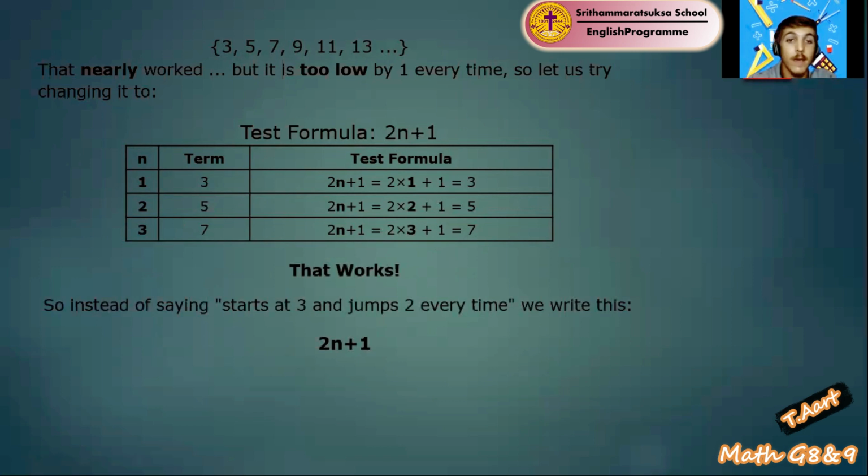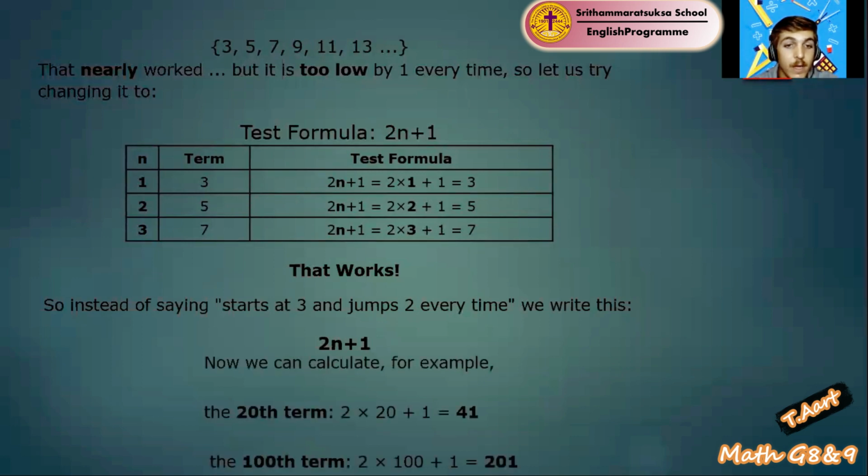So now we can calculate other terms in our sequence. So we can get, for example, the 20th term by saying 2 times 20 plus 1, which is 41. And the 100th term, much faster than writing down each number in the sequence, we can just say 2 times 100 plus 1 is 201.